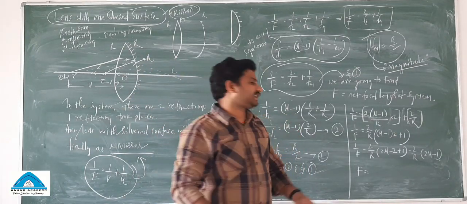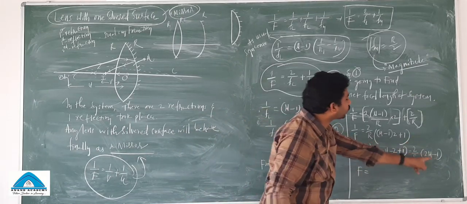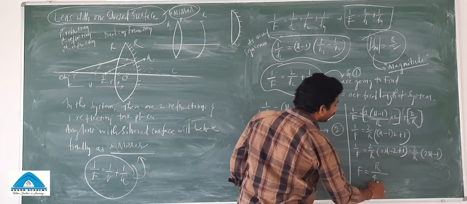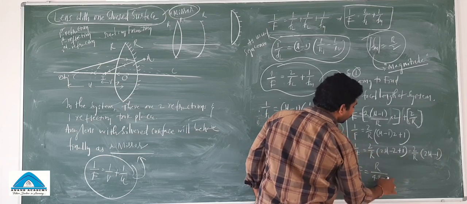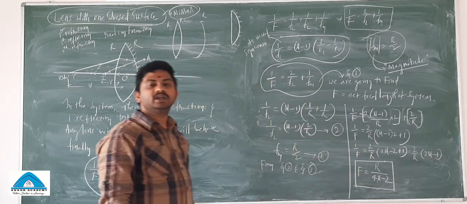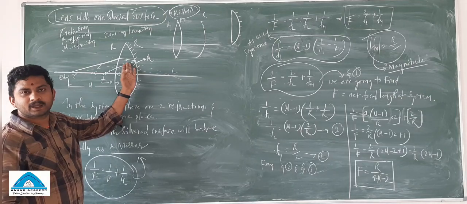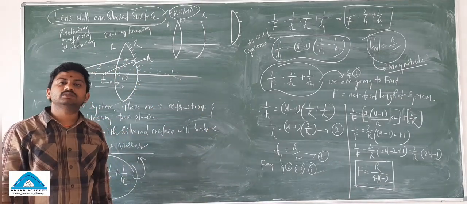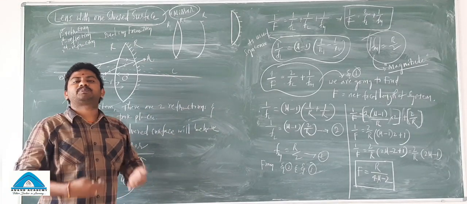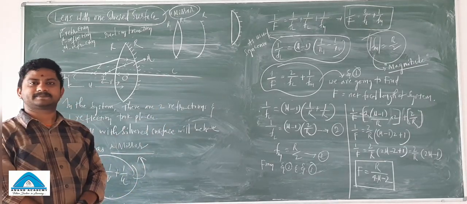That's a complete system, which is equal to, so you have got 1 by F is equal to 2 into (2 mu minus 1) by R. So F is equal to R by 2 into (2 mu minus 1), that is R by (4 mu minus 2). So the effective focal length we have got is R by 4 mu minus 2. Whenever this kind of numerical is asked, you can directly remember the formula or you can derive it like this. When you have a lot of practice, it will not take much time to derive.